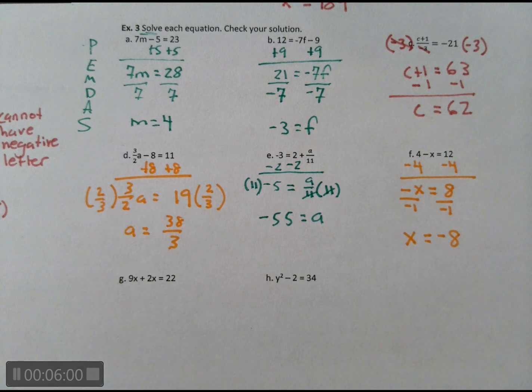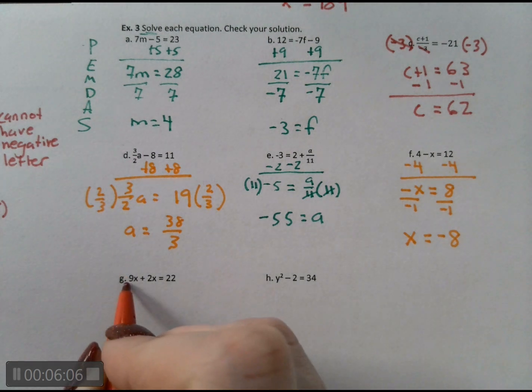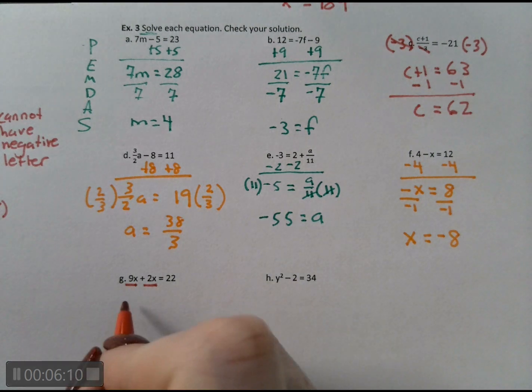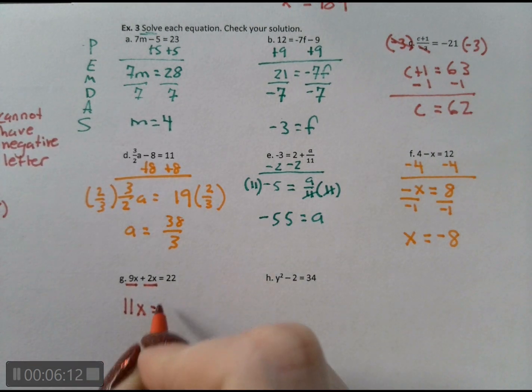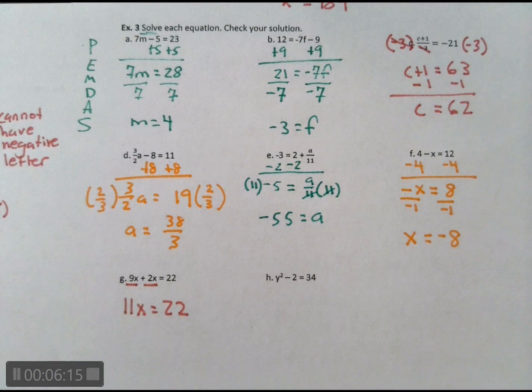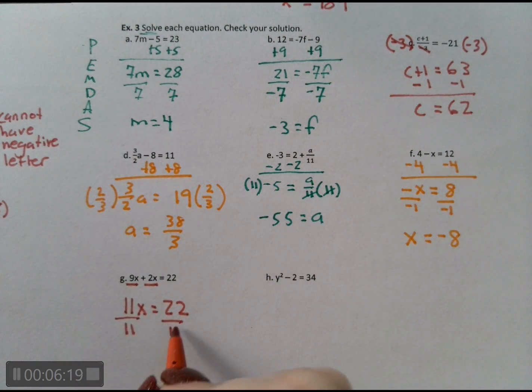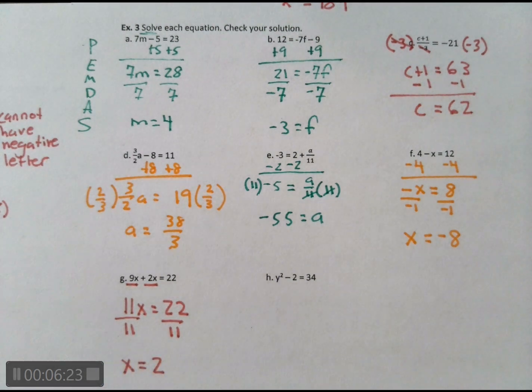Alrighty. For G, we have combining like terms. What are our like terms? 9x and 2x. So 9, 10, 11, x equals 22. So then we use the division property to divide by 11, and x equals 2.